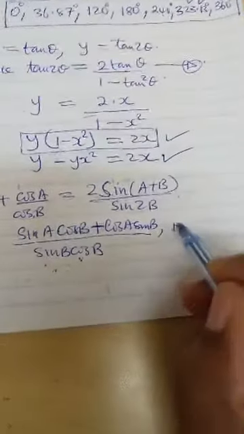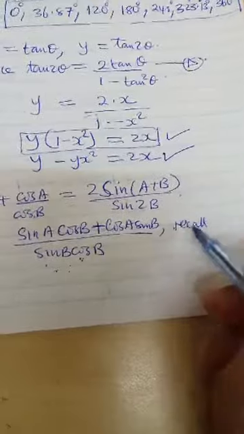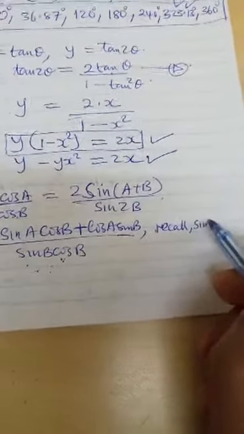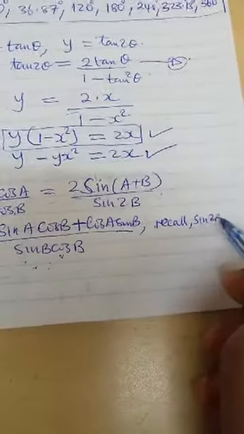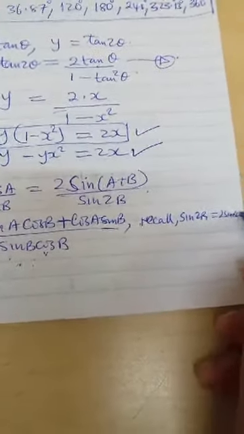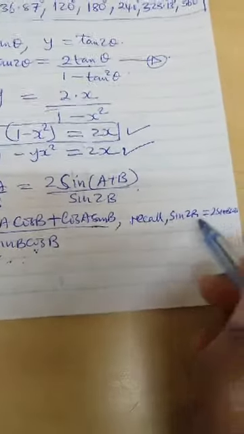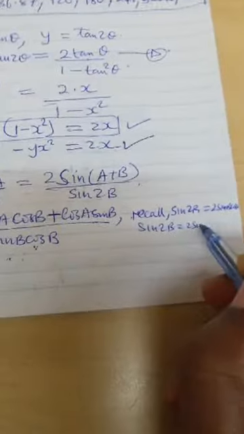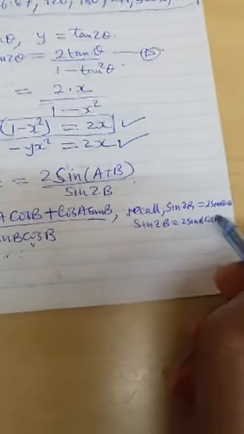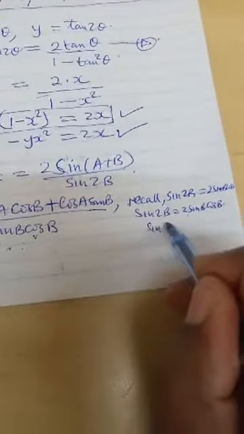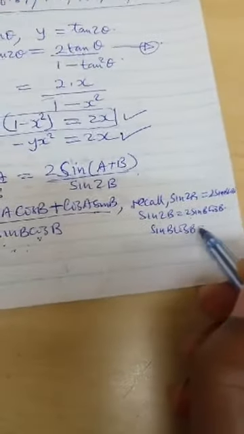But we need to recall, when we look at what we have, that the sine of a double angle like 2B is 2 sine B cos B. Let me put it here. Sine of 2B is 2 sine B cos B. This implies that sine of B cos of B is actually equal to.